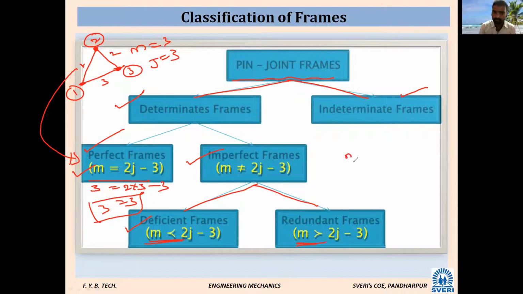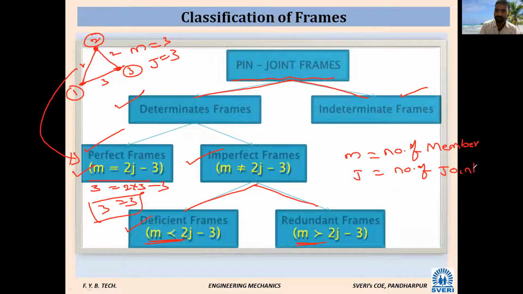What is m? Number of members in a truss. Then what is j? j is the number of joints in the truss. So you should remember this figure. Pin-jointed frames have two classifications: determinate and indeterminate. In the determinate, again two types: one is the perfect frame, another is the imperfect frame. Perfect frame means m is equal to 2j minus 3. Imperfect means m is not equal to 2j minus 3.